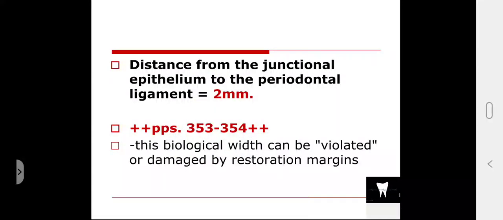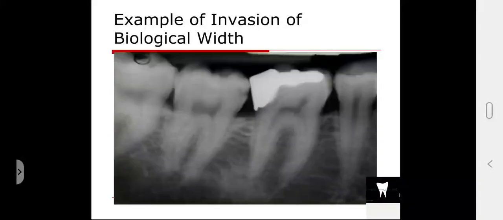So the distance from the JE to the periodontal ligament is 2 millimeters. And like I said, it can be violated or damaged by restoration margins. We've all seen it, those of us that have been out in private practice a long time, if we've worked for someone that sometimes doesn't use a band in between when doing fillings, or the patient just has a very deep filling, as you see in this radiograph.